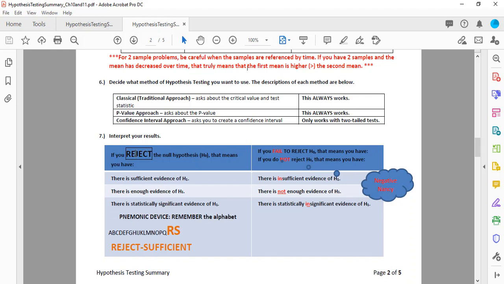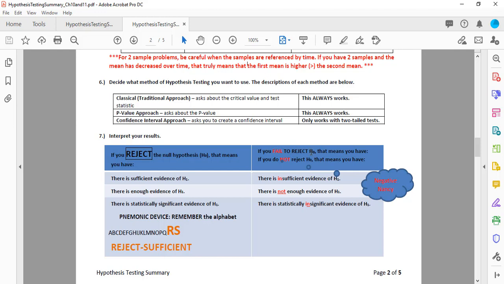Then we interpret our results after that. So we reject the null hypothesis, and the reason why we reject is because there's sufficient evidence, or we can say there's enough evidence, or we can say there's statistically significant evidence of the alternative. So you reject the null because you have enough proof of the alternative. And your mnemonic device, RS, if you reject it, is because there's sufficient evidence.